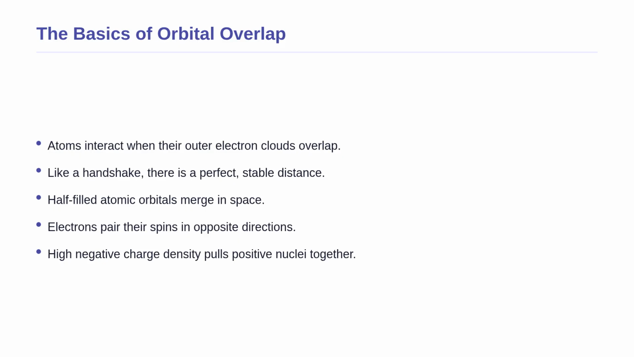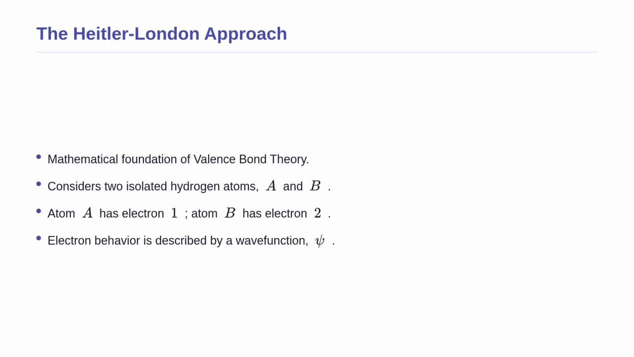It tells us that a chemical bond forms when the outer electron clouds, or atomic orbitals, of two atoms physically overlap in space. The electrons in these half-filled orbitals pair up, spinning in opposite directions. This shared space creates a powerful negative charge density that acts like a glue, pulling the two positively charged nuclei together.